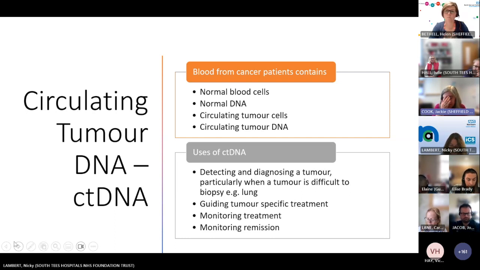And again, what that allows us to do, by looking at the damage within the circulating tumour DNA, is to guide tumour-specific treatment. The other thing that it can do is help us monitor treatment, because what we should be seeing if we're getting a response to our treatment is a reduction in the amount of circulating tumour DNA in the blood. And it can also help us monitor remission, because if the patient is in remission, we shouldn't see any ctDNA in the blood. So we can use it to track progression of the disease and the progression of the treatment by monitoring the ctDNA.